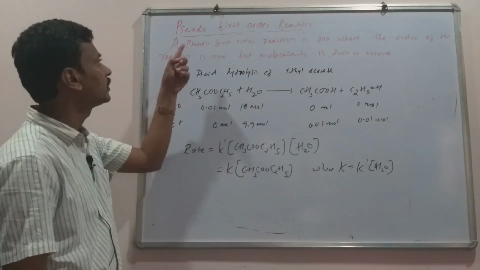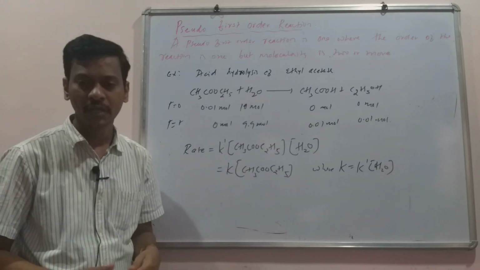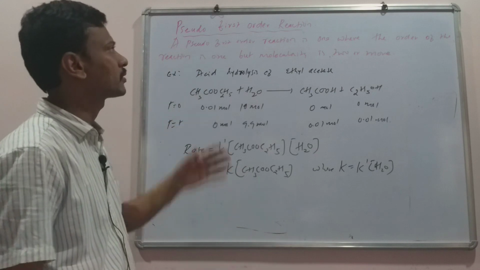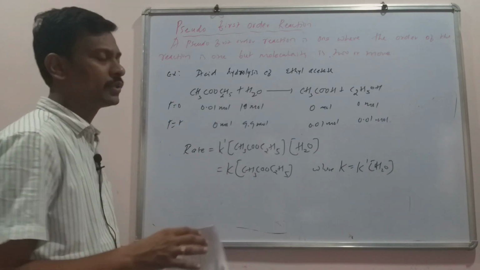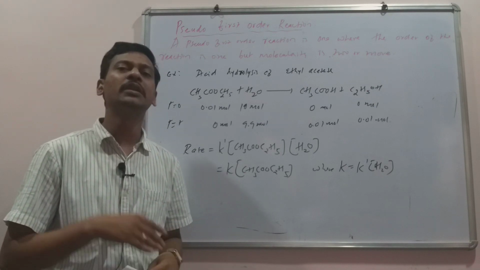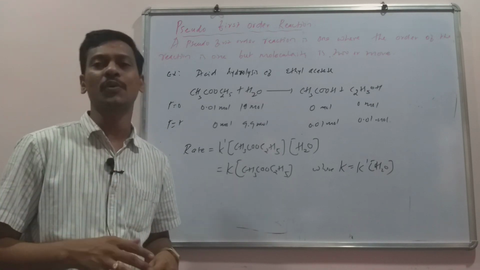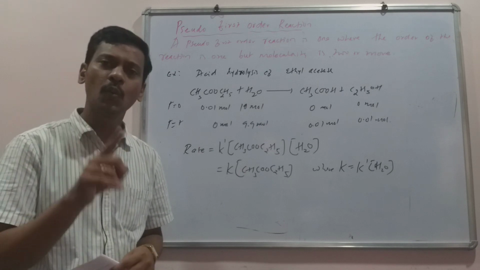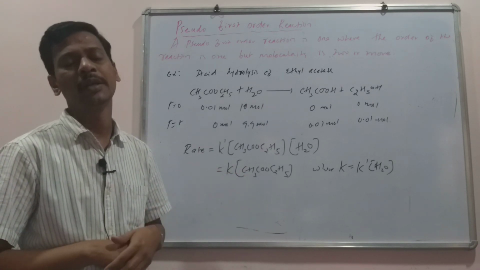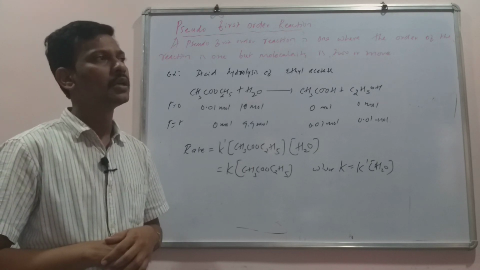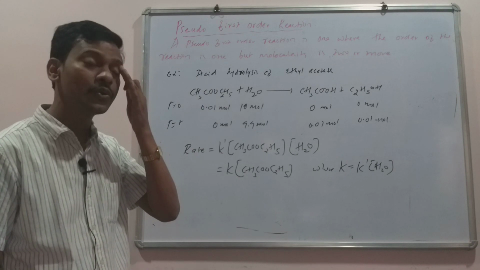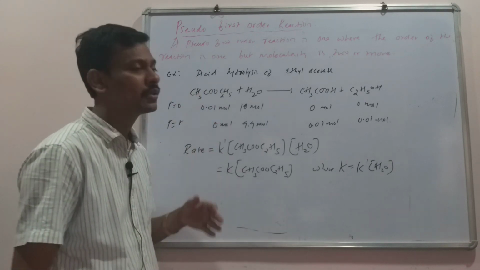Let's now come to the pseudo first order reaction. As you know, pseudo means false. A pseudo first order reaction is one where the order of the reaction is 1, but the molecularity is 2 or more. The order will be 1, but molecularity is more than 2. It is also known as a pseudo unimolecular reaction.